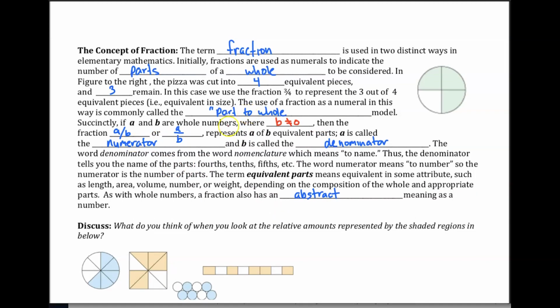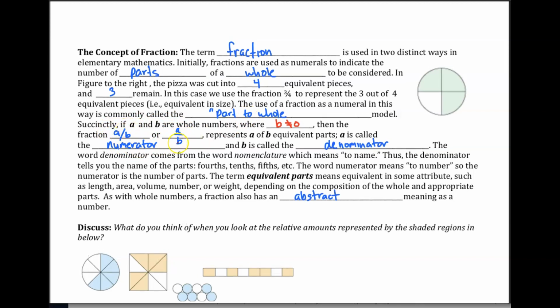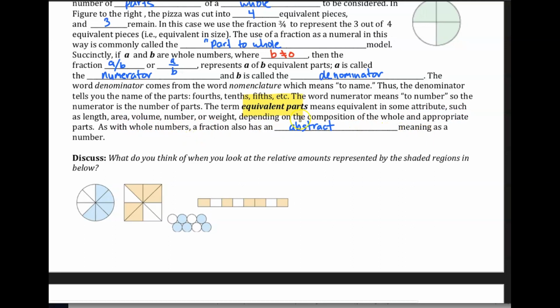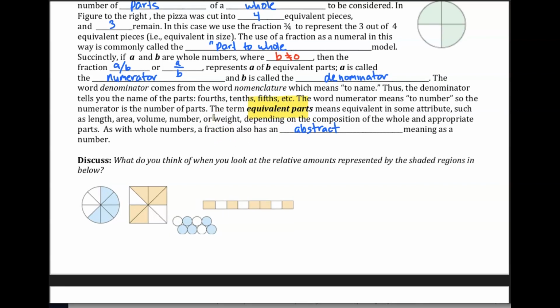Looking at the common notation of a fraction, you have multiple ways to write it. The numerator is the top and the denominator is on the bottom. And then we have this idea of equivalent parts, right? It means equivalent with respect to some attribute such as length, area, or weight, depending on the composition of the whole and appropriate parts.